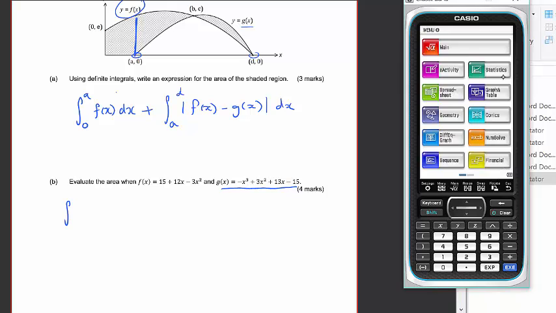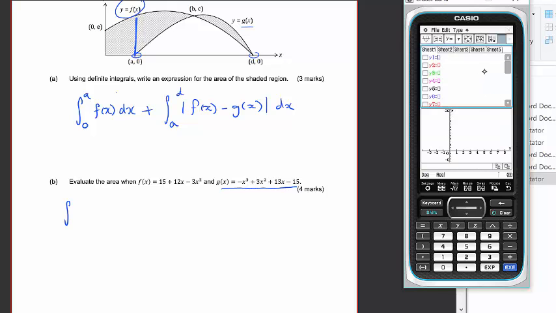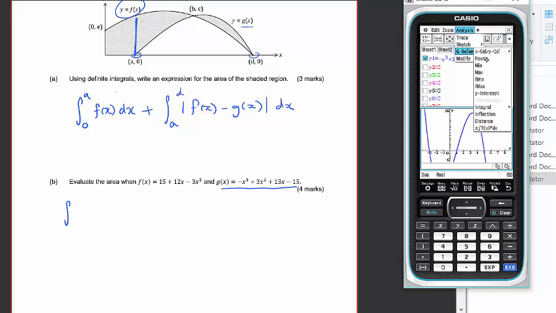So let's go to graph and table. And then we've got minus x cubed plus 3x squared, add 13x, take away 15. We want to graph that, and we want the roots.